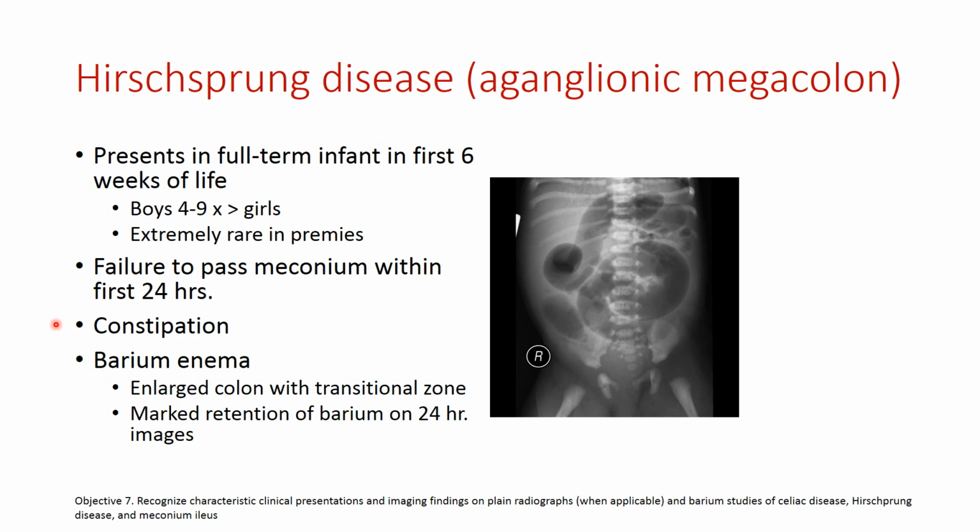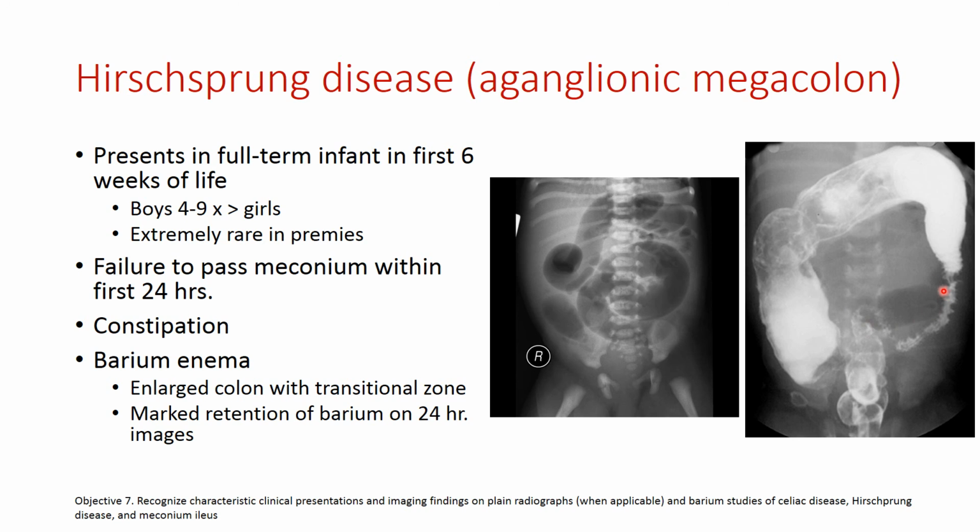constipation. So what we see in a barium enema or in plain films is an enlarged colon with a transitional zone. And what we mean by transitional zone is this is where the colon goes from being enlarged to being either small or normal sized. So in the case of this barium enema, what we see is this very enlarged colon, and right here's the transitional zone where it goes back to normal size. This is the aganglionic segment, and this is bowel that's peristalsing against this aganglionic segment.